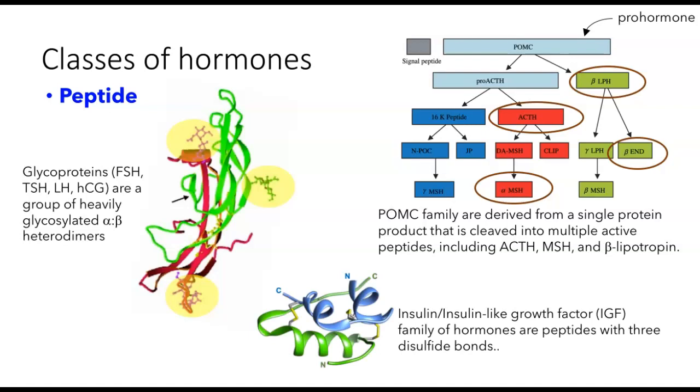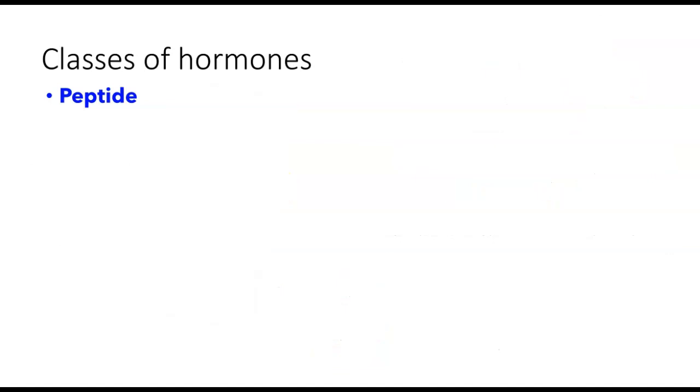A third group would be the insulin and insulin-like growth factor family. And this is another example of how a hormone can be processed, because although in the final product insulin has 2 different subunits, shown here in green and blue, it is initially synthesized as a single protein that then gets clipped to yield these two subunits that are held together by disulfide bridges.